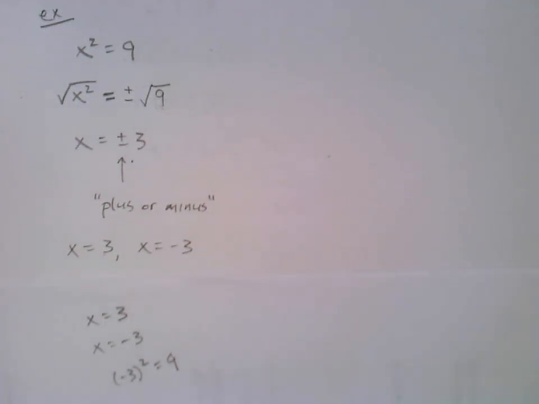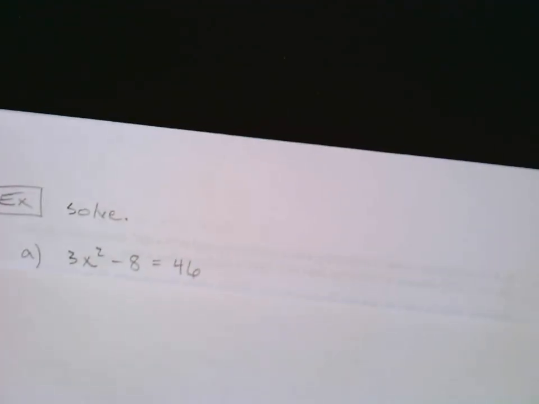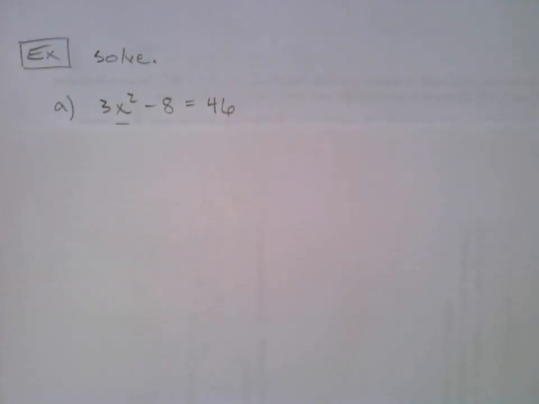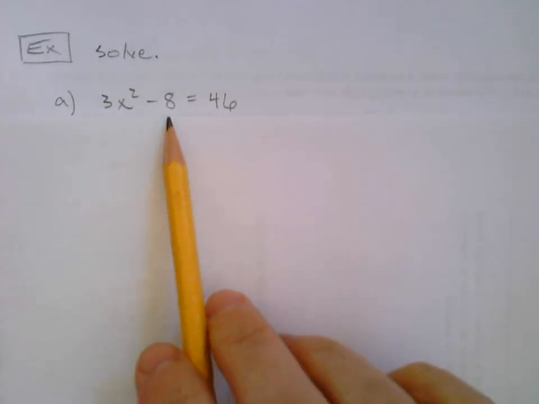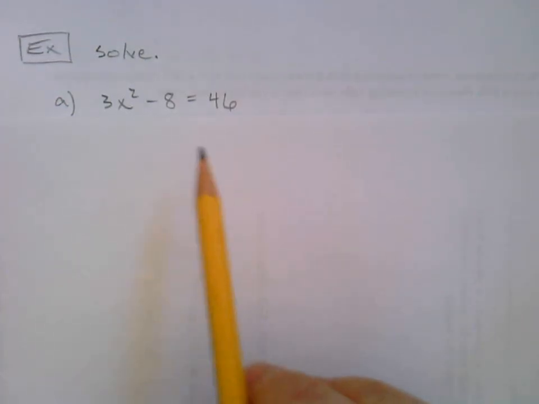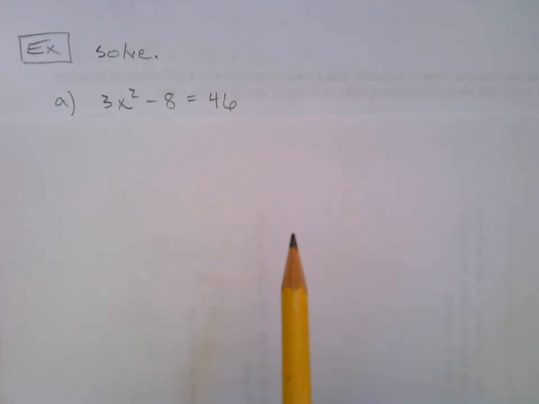Okay, so let's get into one that's got a little bit more going on. The types of things that you will see in homework. How about this? Let's solve 3x squared minus 8 equals 46. And the idea is solve by the square root property. Okay, so if we've got 3x squared minus 8 equals 46, there's going to be some work to do before we can even take the square root of both sides.